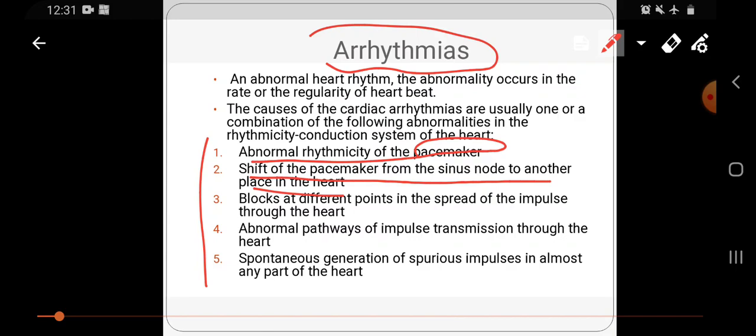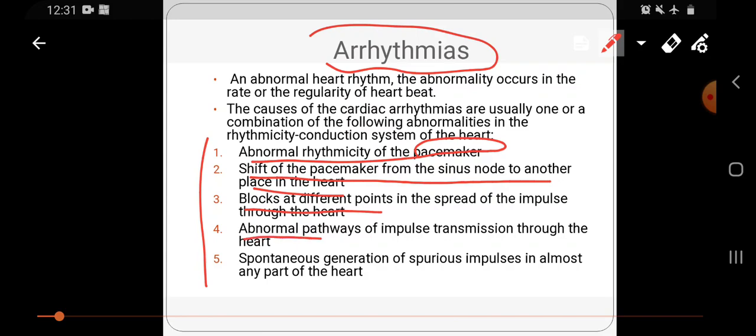Okay, the cause might be blocks at different points in the spread of the impulse through the heart. So if the AV node, the AV bundle, for example, is blocked, this will create an abnormal rhythm. If one of the bundles, the left or the right, is blocked, this will create also an abnormal rhythm. And we will talk about these conditions later on.